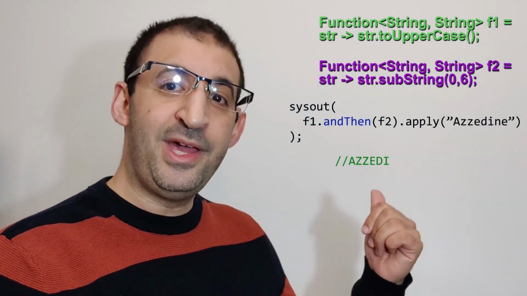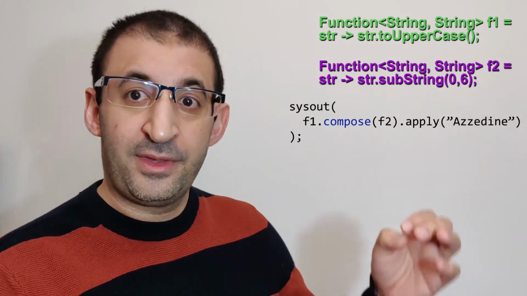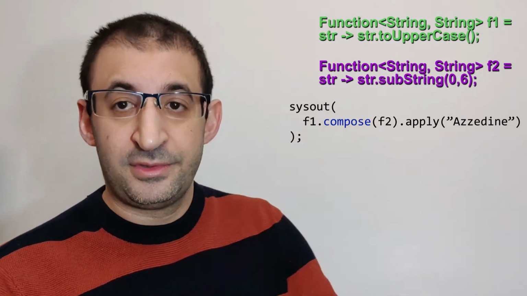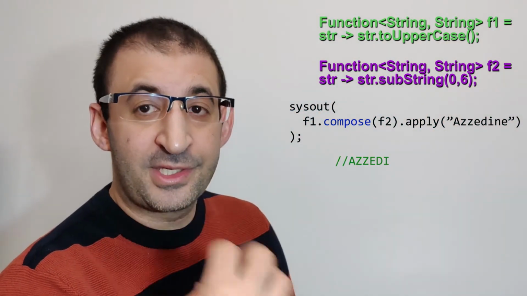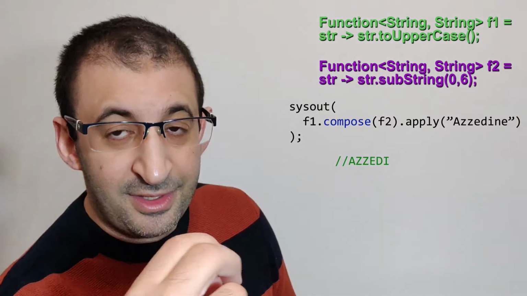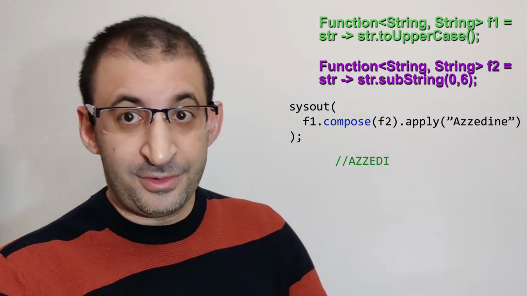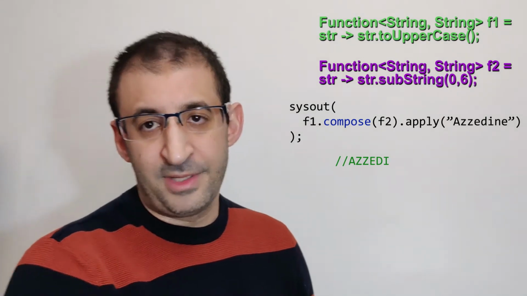If I make System.out.println f1 dot compose f2, what will I do here? I will retrieve my first 6 characters, and then convert them to uppercase, so it comes out the same. So let's go to the computer to see this execution, and I will come back to show you another example to understand very well the difference between andThen and compose, because it is very important to know how to use each of them.